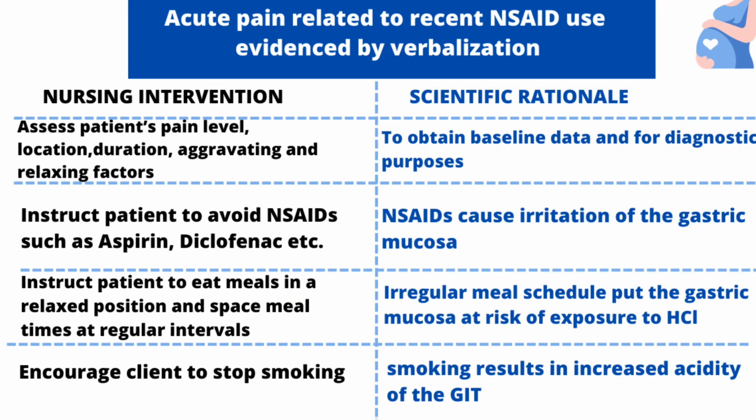Now to our nursing interventions and scientific rationale. The first thing is you assess the patient's pain level, the location of the pain, how long the pain lasts, what causes the pain, and what reduces the pain. And the scientific rationale is that you're obtaining baseline data and you're going to be able to diagnose the cause of the patient's pain. Is it food? Is it a drug that they have taken or something?